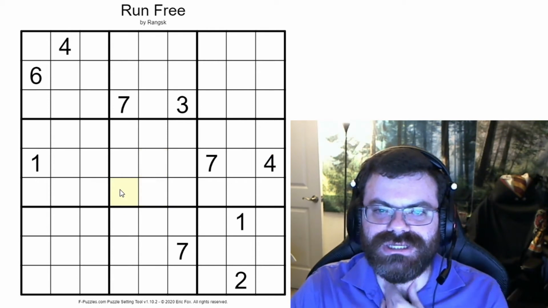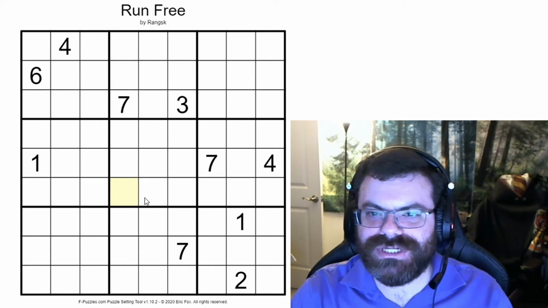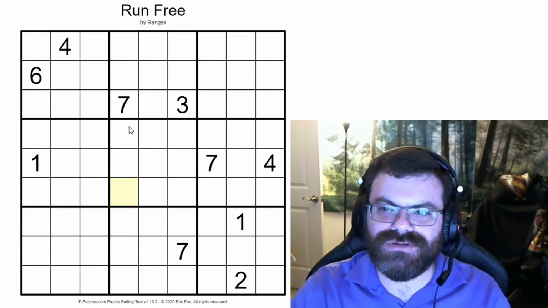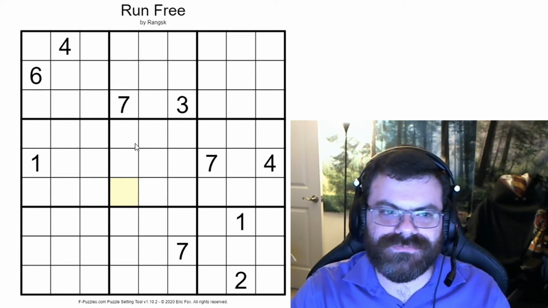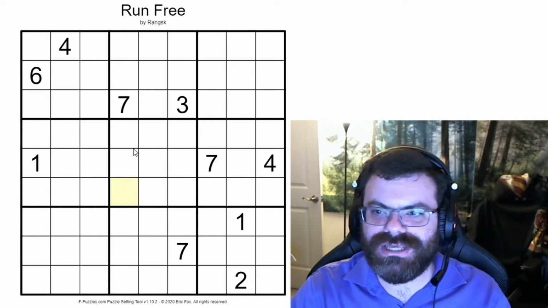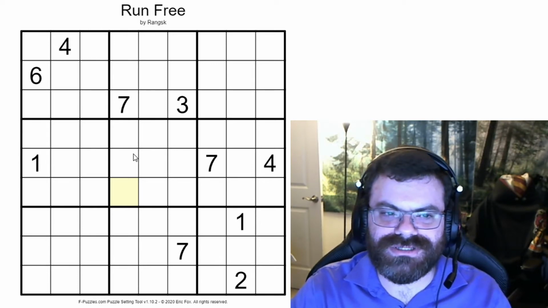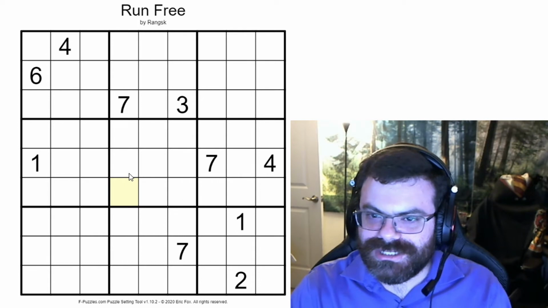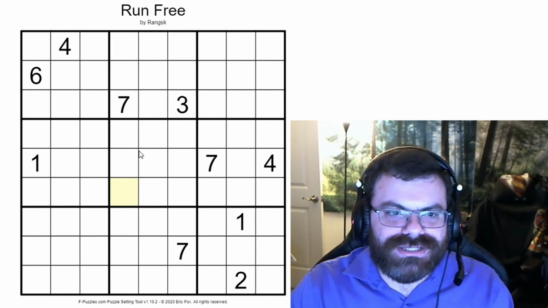I've been doing a lot of research into this constraint, and this is the result. I'm going to go over the solve for this puzzle first, and then if you stick around to the end, I'll have some fun little extra details for you. All right, let's get started.